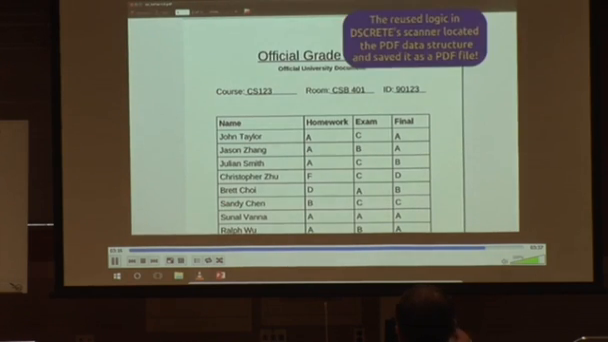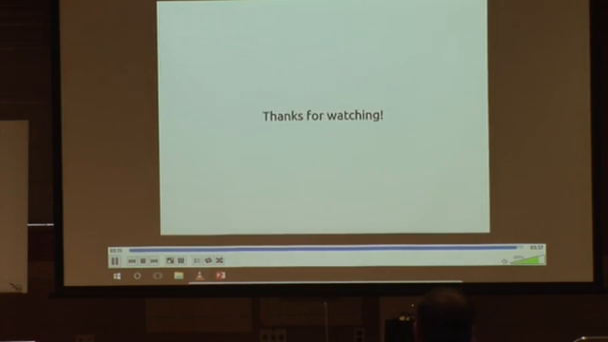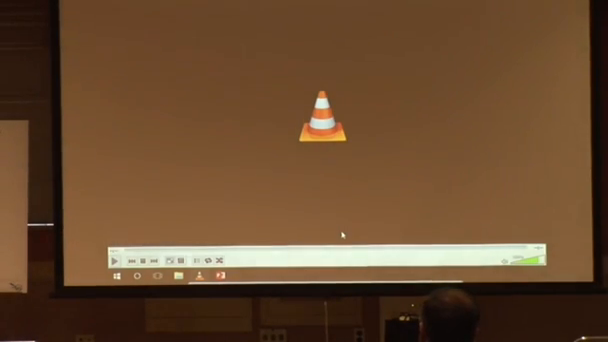And we can see, in fact, it is the PDF from memory that has the higher grades on it. So now investigators have a very easy time figuring out who was involved in this crime beyond the one guy who was changing grades. And recall, without DSCRETE, this is the best that existing techniques would have given you, just these raw data structures that are totally unintelligible to human investigators.